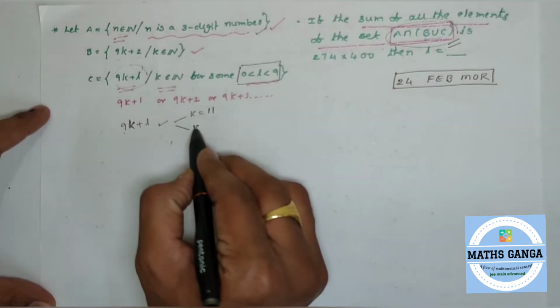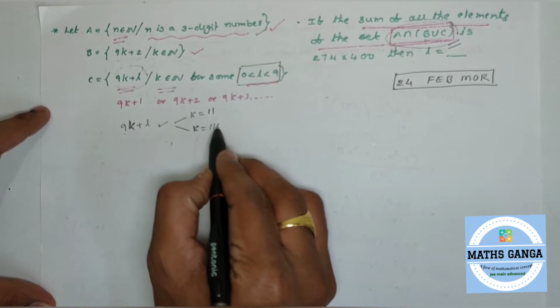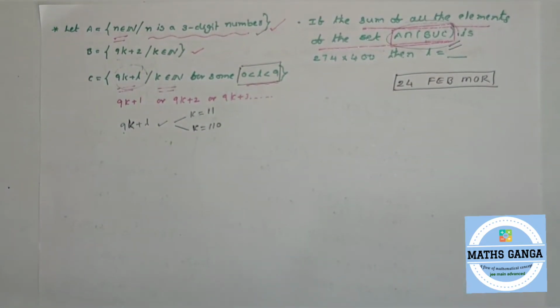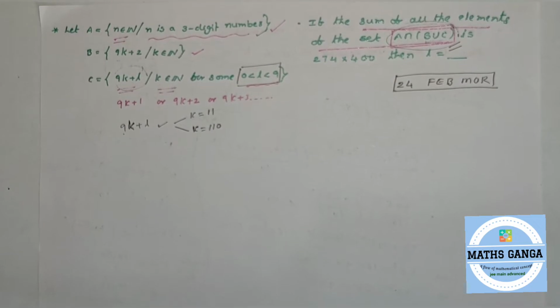As well, the largest possible value of k is 110, because 9 into 110 is 990, and 990 plus any number in between 0 and 9 is again a 3-digit number. So 110 is acceptable for k, but 111 is not acceptable. So C contains numbers of the form 9k plus L as they mentioned, but since I am searching for 3-digit numbers of C, the possible values of k are from 11 to 110.